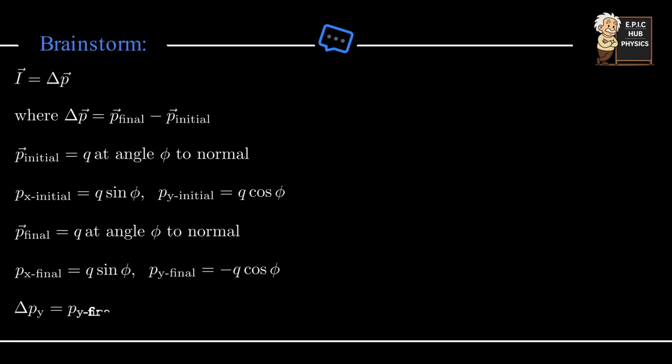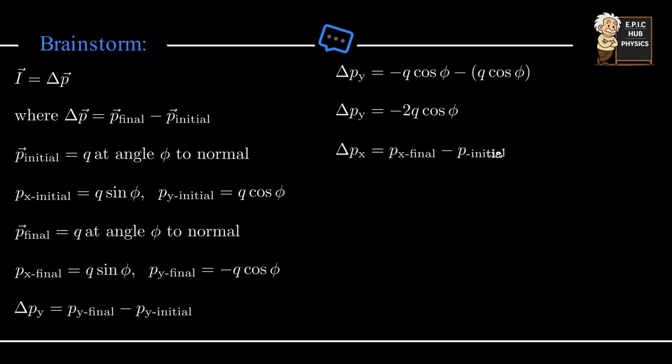The change in the y component of momentum is delta py equals py final minus py initial. Substituting the values, we get delta py equals negative q cos phi minus q cos phi. Simplifying this, we find delta py equals negative 2q cos phi. Now we check the momentum change along the parallel direction. The x component of momentum remains the same, so delta px equals px final minus px initial equals q sine phi minus q sine phi equals 0.